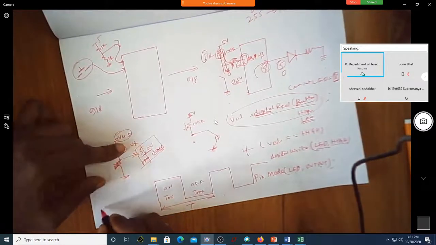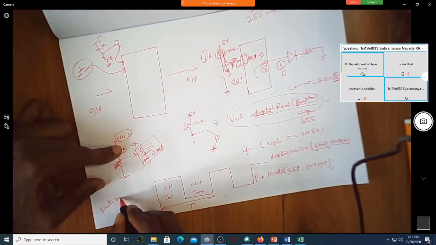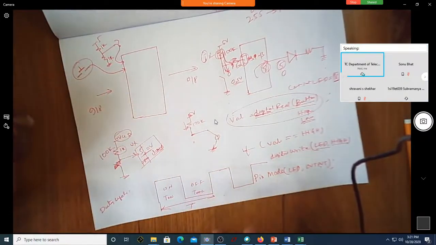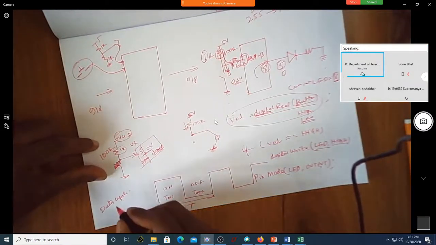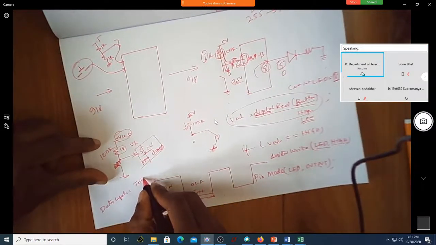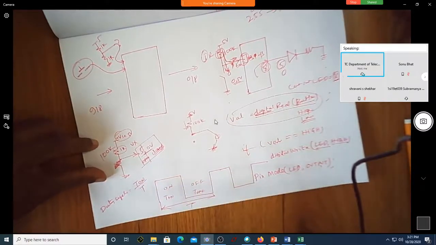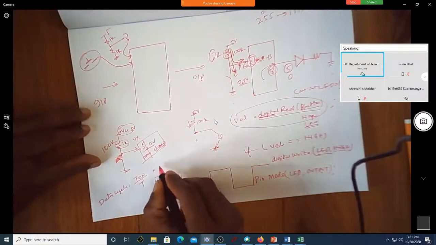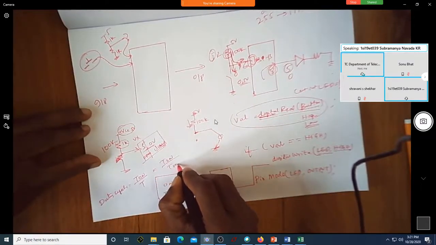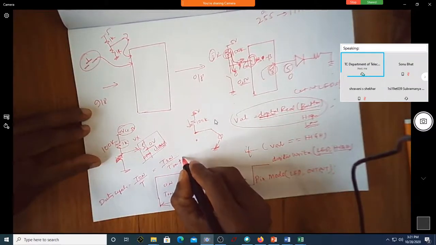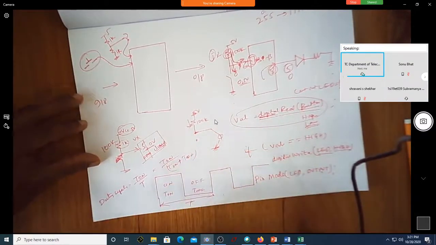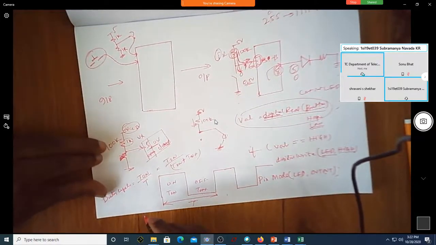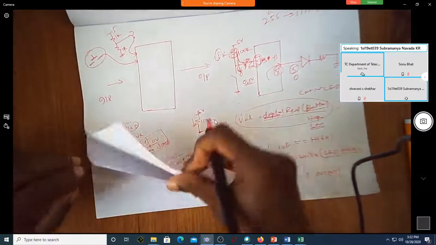So you have to first ask, what is this duty cycle you are talking about? Okay, you don't know duty cycle. Duty cycle is nothing but T on by total T. What is this total T? T on plus T off. So duty cycle is equal to T on by T on plus T off.